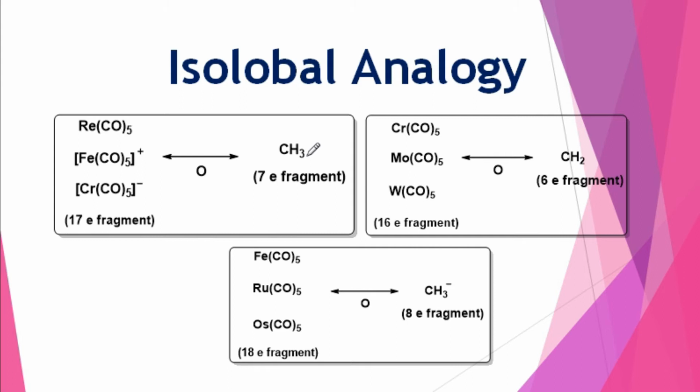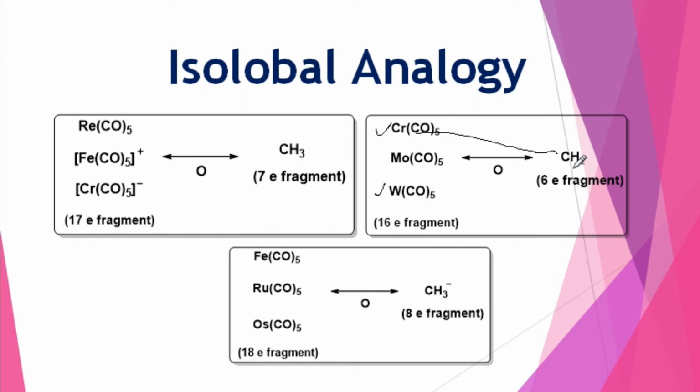Okay, if you move to this group, you can easily understand that chromium, molybdenum and tungsten, as they are in the same group, all have a similar valence electron count in their complexes, which is 16. So 10 from the 5 carbonyl ligands and 6 from the central metal valence shell, so 16 electrons. So they need 2 electrons to fulfill their valence shell. And the CH2 fragment has 4 from the carbon and 2 from the hydrogens, which is 6. So these two fragments also need 2 electrons to fulfill the valence shell. So from that perspective they are isolobal to each other.